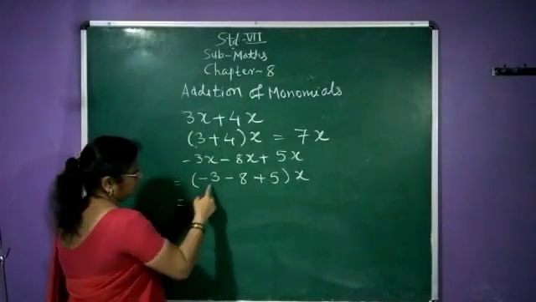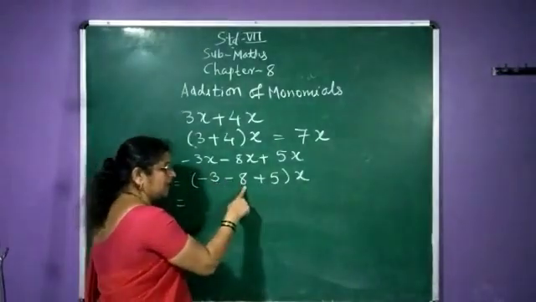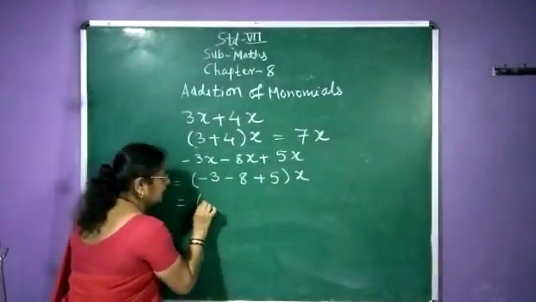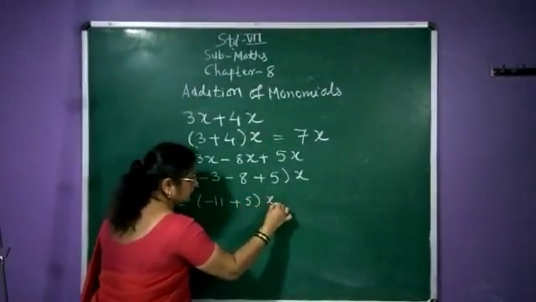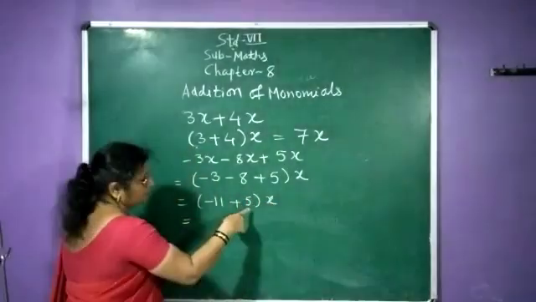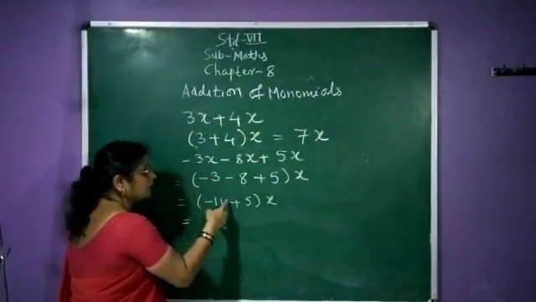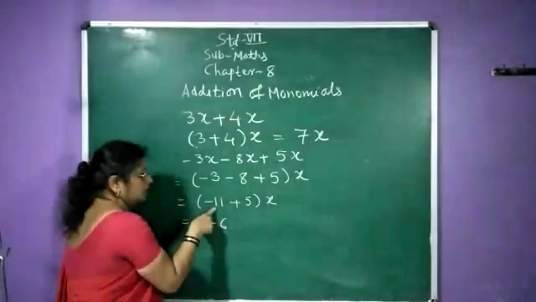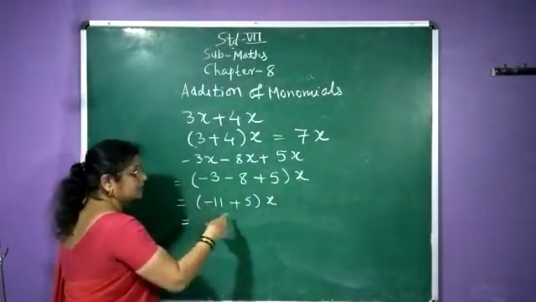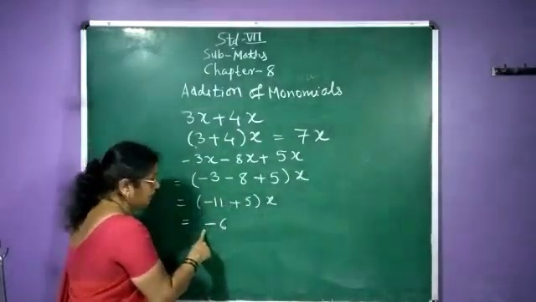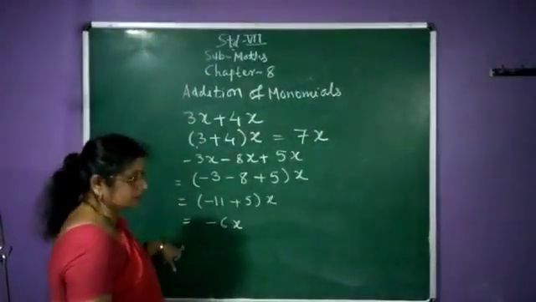Now here minus 3 minus 8, the signs are same, so first we will add it. 8 plus 3, 11, and the sign will become minus. Plus 5 into x. So now 11 minus 5, so your answer is minus 6, because the bigger number's sign will be given. Here the bigger number is 11 with minus sign, so whatever answer you got, you have to write minus sign. So minus 6x. Okay, understood this sum?